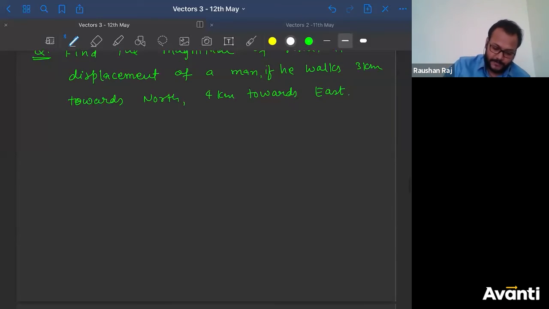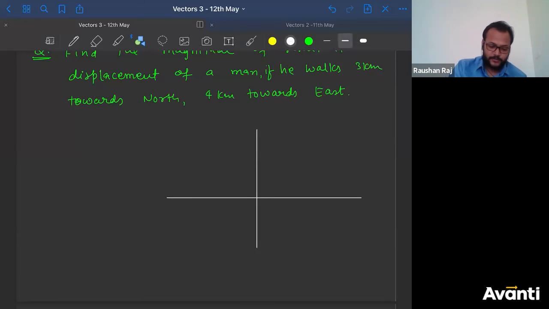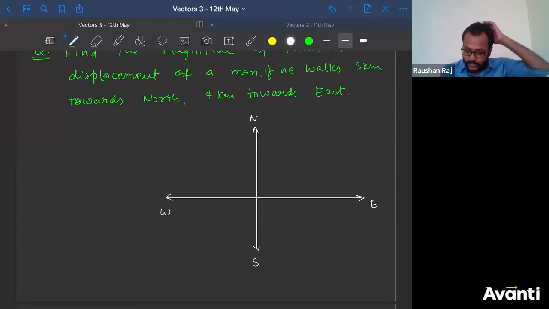Let us see how to do it then. Let us draw the directions. This is north, below is south, this side we call east, and this side west. If he walks 4 kilometers towards north, I start from here. Let's say he has gone 4 kilometers towards north, so displacement is 4 kilometers towards north. Draw that. So let's say this is that 4 kilometers. This is one of the displacements. Let's say this is S1 or A.